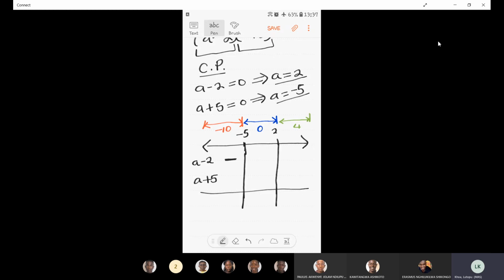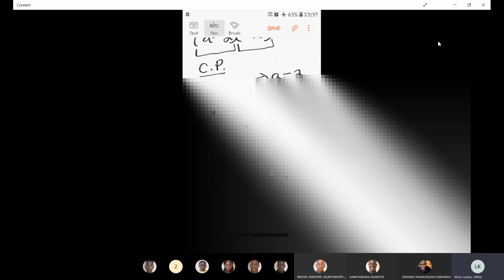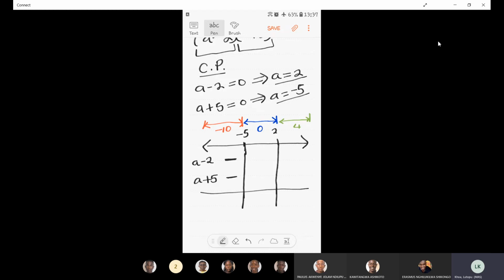Then I do the same thing, -10 + 5. This is negative. And then I move on to the second column. In the second column, I have 0. Substituting it into the first factor, I have 0 - 2, which is negative. And then the second factor, 0 + 5, this is positive. Then the last column, I have 4 - 2, this is positive, and then 4 + 5, this is also positive.